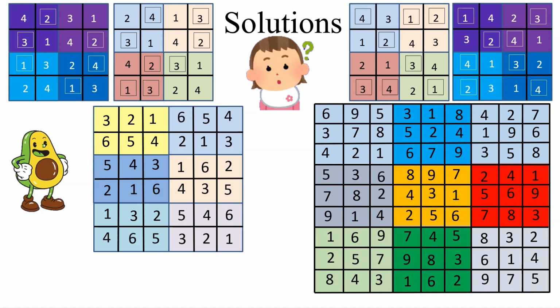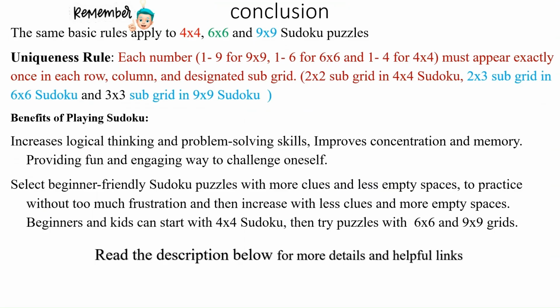Have patience and go step by step. Learn 4 by 4 puzzles first, then 6 by 6 and then 9 by 9. I have put all in one video, so do it step by step. Let's conclude today's topic. Remember, the same basic rules apply to 4 by 4, 6 by 6 and 9 by 9 Sudoku puzzles, and the uniqueness rule I have already explained. There are a lot of benefits of playing Sudoku. Beginners and kids can start with 4 by 4 Sudoku, then try puzzles with 6 by 6 and 9 by 9 grids. That's all in this video.